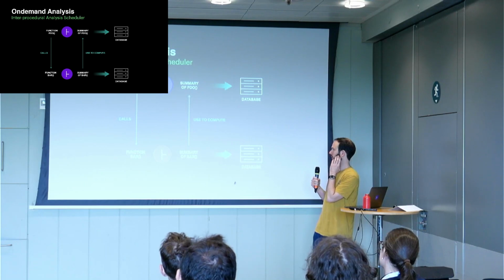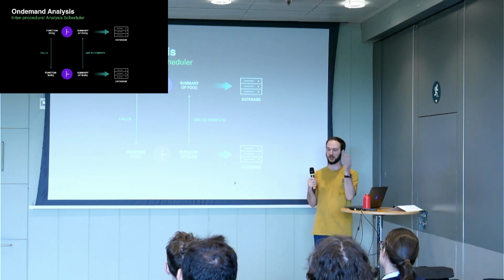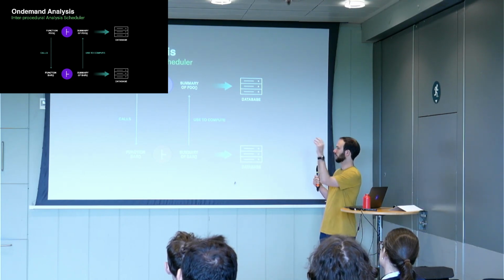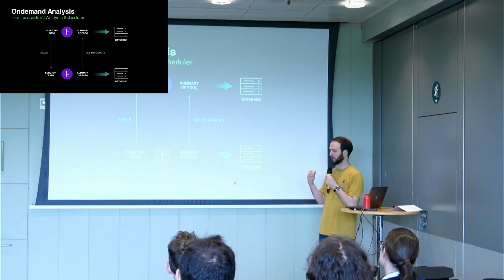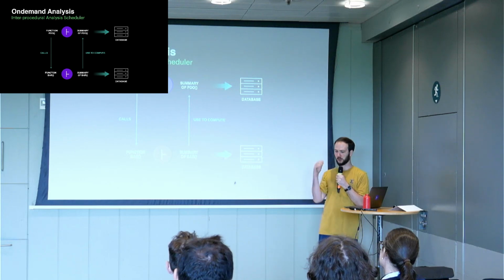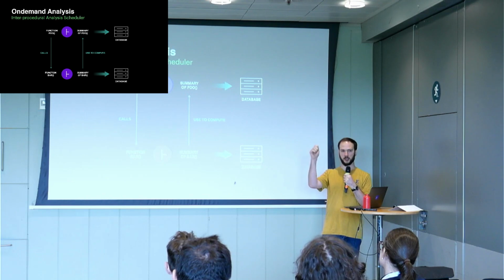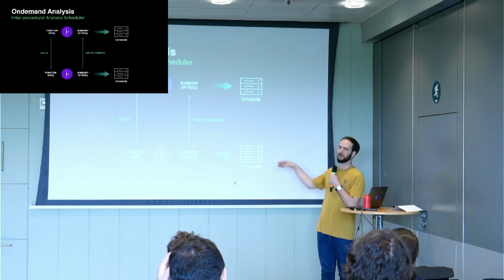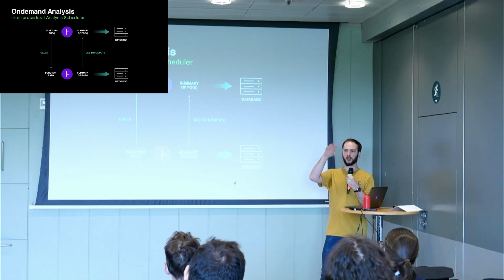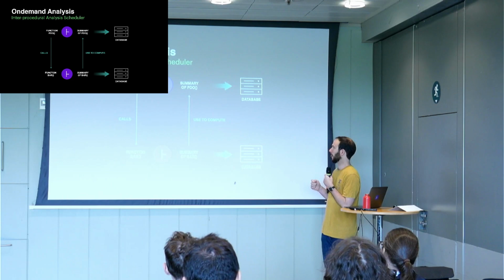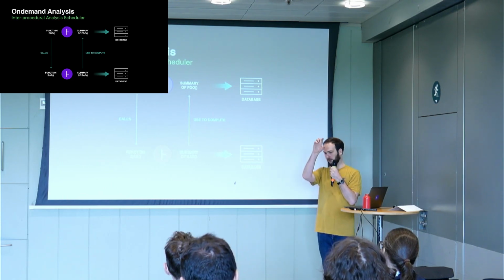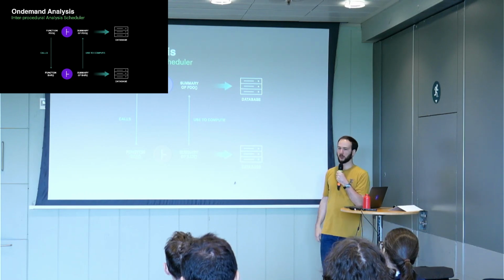It's on demand in the sense that if you're only interested in something reachable from main, you can start at main and it will explore the call graph for you. And we use that property at Meta, where one of the main uses of Infer is analyzing code changes. We start from only the code that has changed. That allows us to analyze just a fraction of the code.